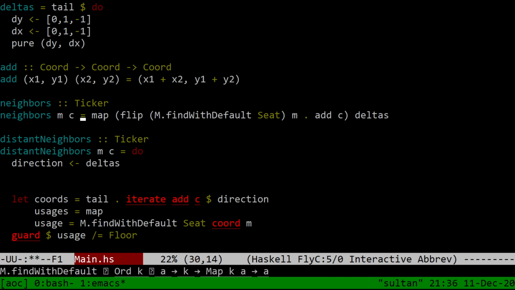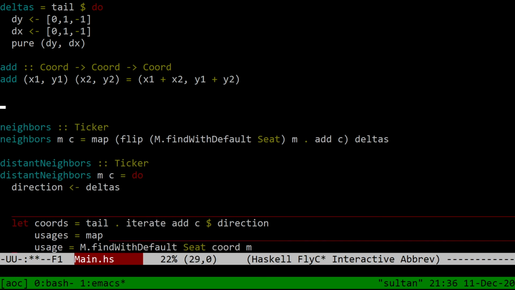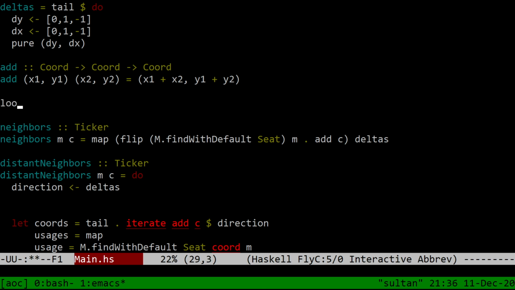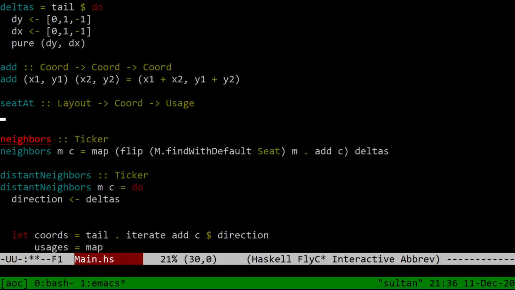Oh, now is where I want the stupid. I need this to be a damn function, honestly. Let's see. Lookups. Well, we'll just say lookup, and we'll call it with map every time, but it still seems better. Oh, don't call it lookup. That's in the standard library. Seat at is a function from layout and chord usage. Seat at m.